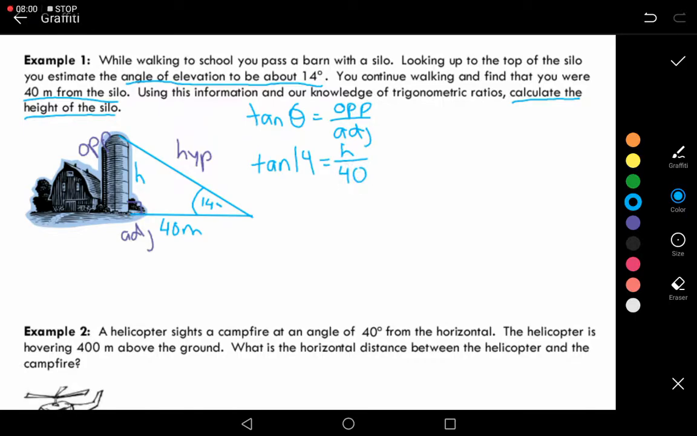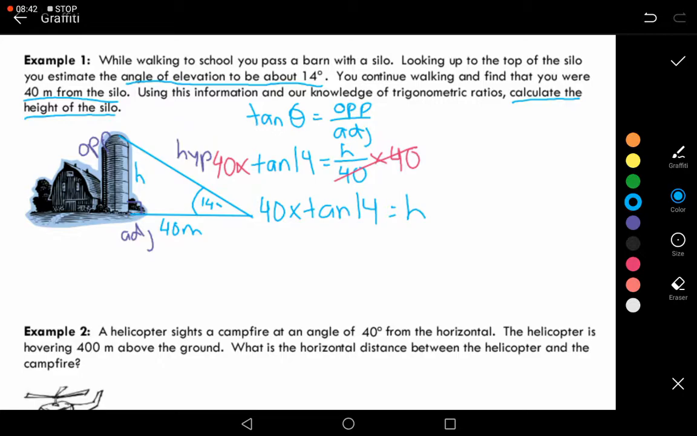At this point, we're jumping into our last step, which simply says solve for the unknown measure. When we're solving for the unknown measure, that means we need to isolate the variable. So again, we're isolating h. In order to get rid of that 40, we're using opposite operations. Right now it's being divided, right? h divided by 40. So the opposite operation there would be to multiply. What we do to one side, we have to do to the other. These will cancel. We're left with 40 times tan 14 equals h.